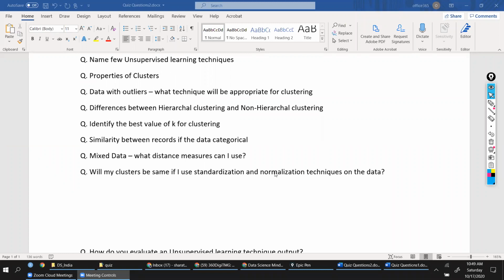The answer is no, the clusters may change. The clusters will not be same. Read the question, guys, read the questions properly.